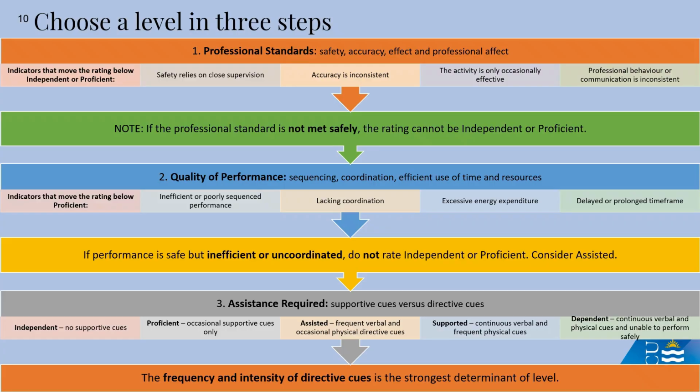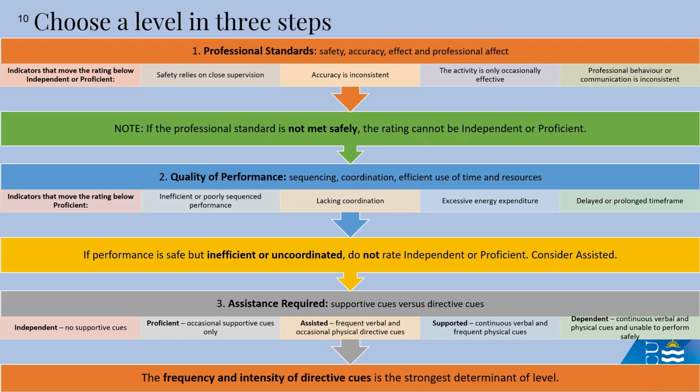The Modified Bondy Scale supports consistent and defensible judgment of student performance, with safety and level of assistance as a primary consideration. Professional standards come first. Assessment begins with professional standards, including safety, accuracy, effectiveness, professional behaviour, and communication. If practice relies on close supervision for safety, accuracy is inconsistent, effectiveness is variable, or professionalism is inconsistent, the rating cannot be independent or proficient. Safety functions as a gatekeeper. If safety is not met, higher ratings are not achievable, regardless of other strengths.